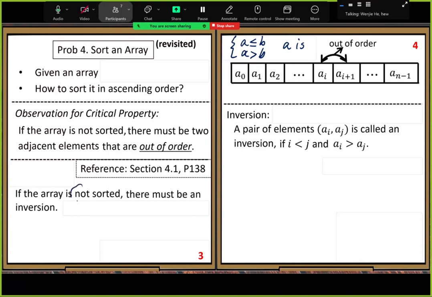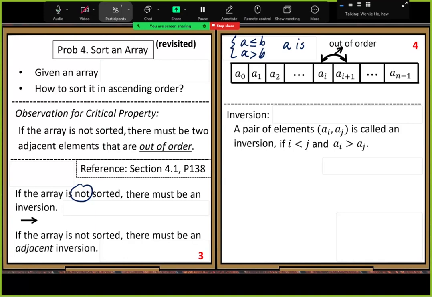But if the array is not sorted, then there must be at least one inversion, right? If the array is sorted, zero inversions. But if an array is not sorted, there must be at least one inversion. Okay? All right. So then, let's understand this. If an array is not sorted, there must be one adjacent inversion. Can you see that? They're not just inversion. We want to say adjacent.